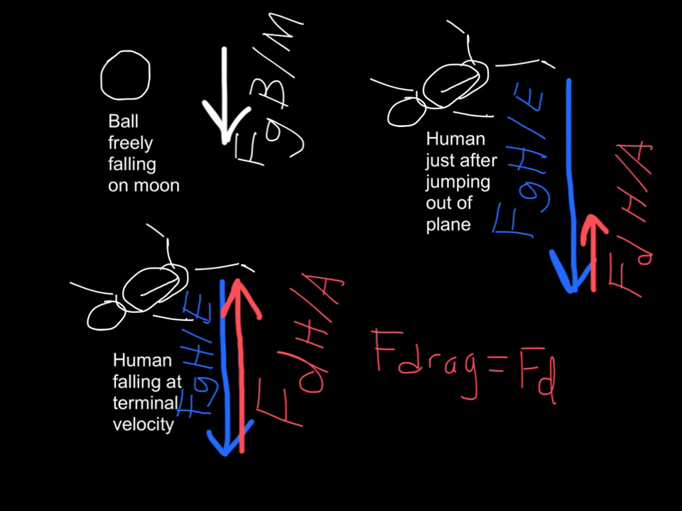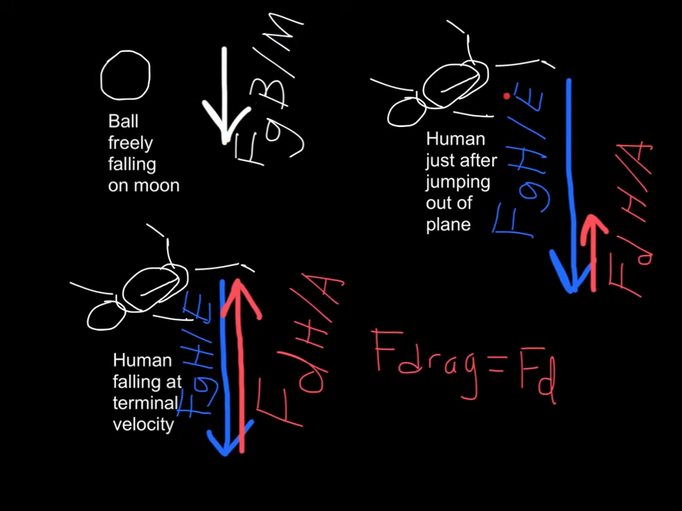It's Mrs. Black again. Here are some examples of force vector diagrams for objects which are falling. This first one here is a ball freely falling on the moon. Freely falling means there's no air resistance, so the only force acting on it is the gravitational force on the ball from the moon. So that's it, just one vector down.